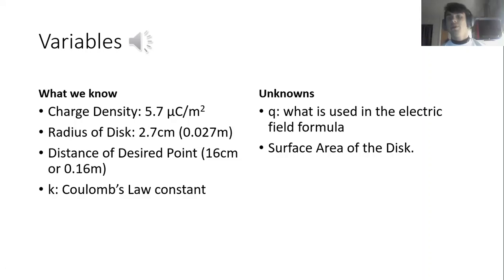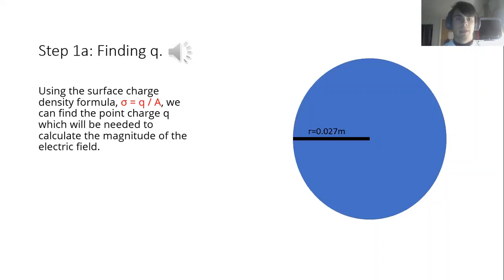What we don't know is what Q is, the point charge, which will be used in the electric field formula. We also don't know the surface area of the disk at the moment, but that's super easy to calculate because we have the radius, and you learned that in geometry. So step 1, finding Q, the point charge. Using the surface charge density formula, which I have written in red on this slide, you can find the point charge Q, which will be needed to calculate the magnitude of the electric field.